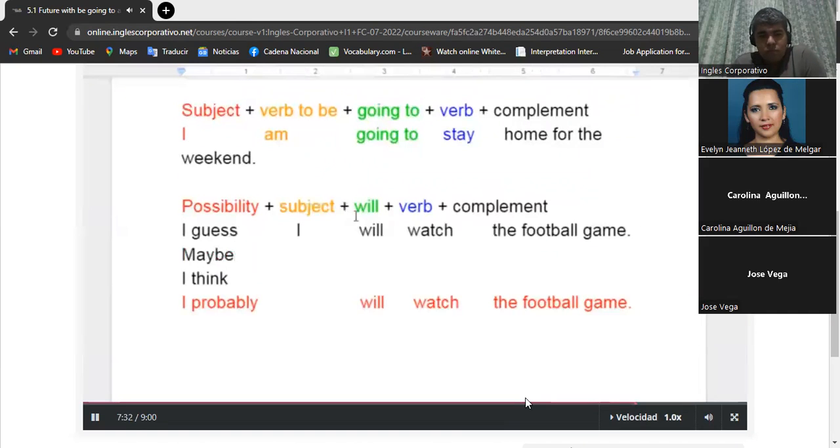I guess I'll watch the football game. Maybe I'll watch the football game. I think I'll watch the football game. But however, with this one, you don't want to use a subject there in the middle. I probably will watch the football game.